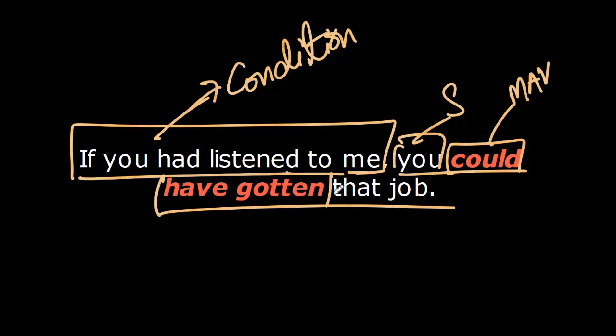So have gotten is my perfect infinitive, bare perfect infinitive. Bare perfect infinitive does not have the particle to. So to won't be here. You won't see to, which you see in infinitives generally, right? You could have gotten that job. You might have gotten that job. You should have gotten that job, you would have gotten that job, right? So it will come after a modal verb.